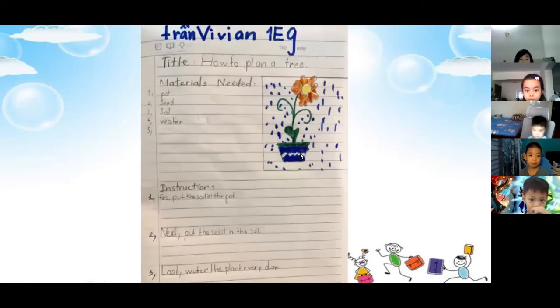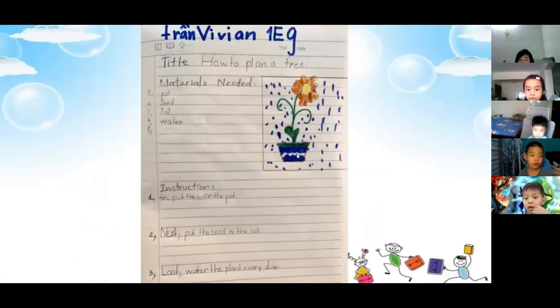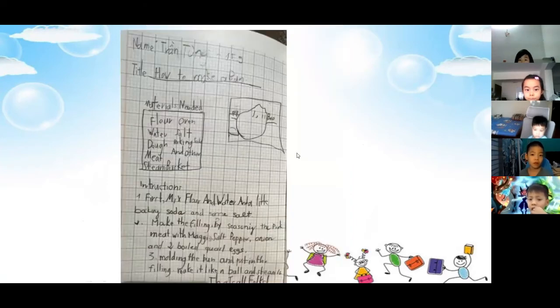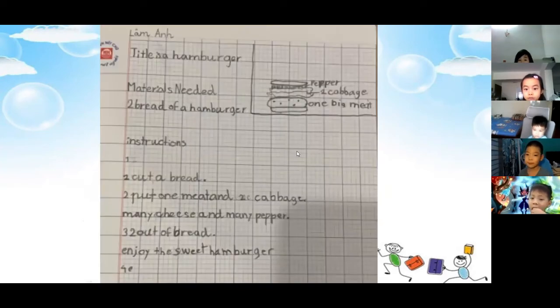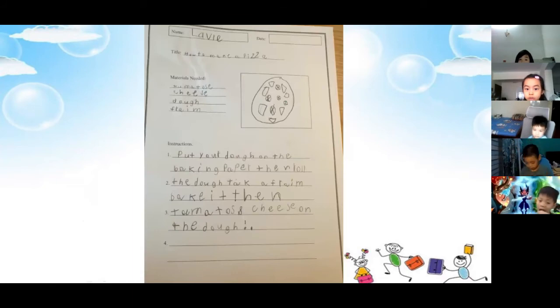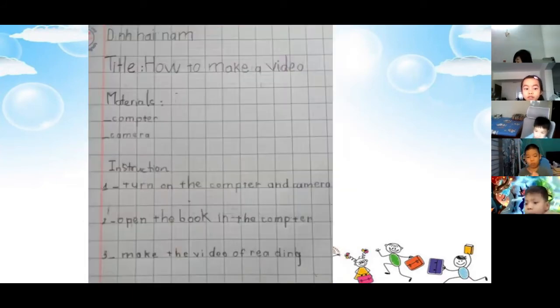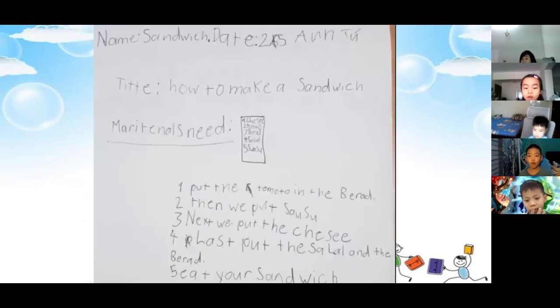Let's see. Okay, Baohan, I don't have yours here. Do you want to read it to me? Do you have it beside you? But I didn't write. Oh, you didn't write. Okay, then you can write it next time and then you can show me, okay? Yeah. Okay, let's see whose is first then.